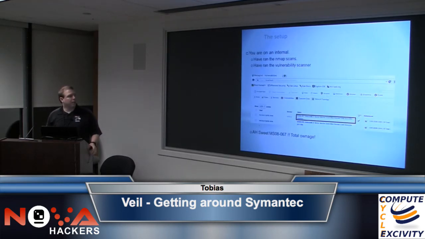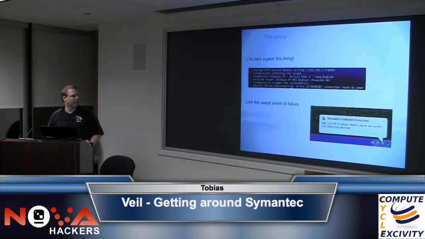So here's what happened to me. I was on an internal assessment. I did the Nmap scans, ran the vulnerability scanner, and where's Mubix? He left. You don't start off with Nessus. You start off with Nexpose. And there's MS08-067, and I was like, oh great, this is gonna be easy. So run the exploit, and I had the customer's test laptop, and sure enough, right there, Symantec Endpoint Protection goes, no way, not gonna happen.